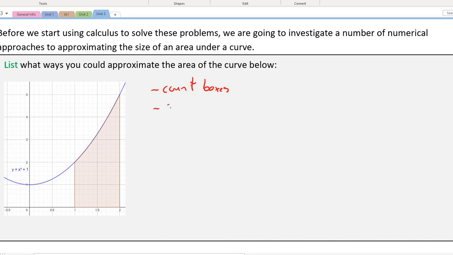We could split it into pieces. So you could maybe do a square, and then maybe a triangle. It wouldn't be perfect, but that might approximate it.